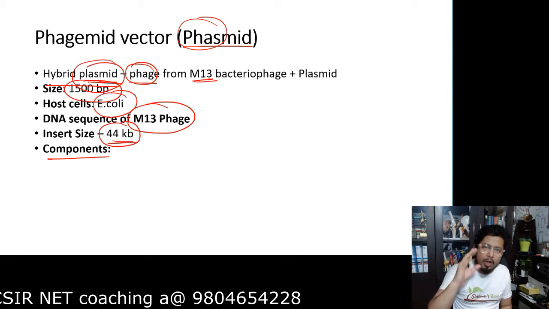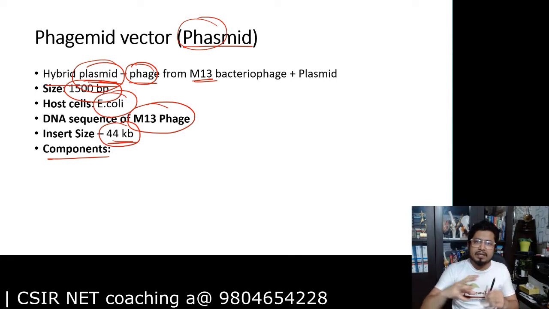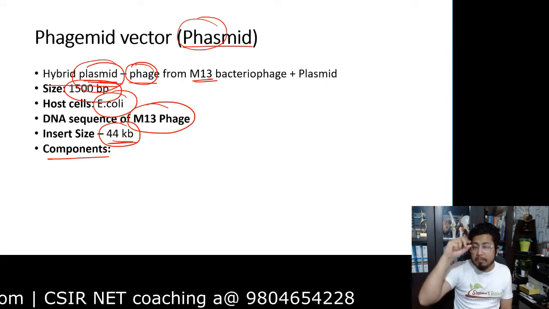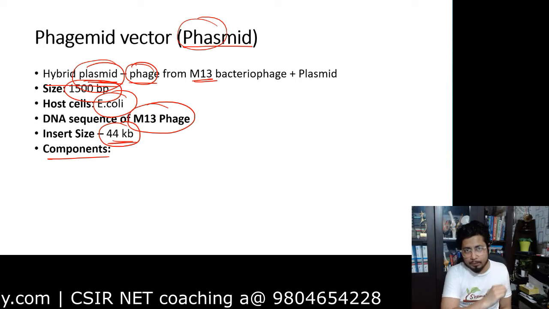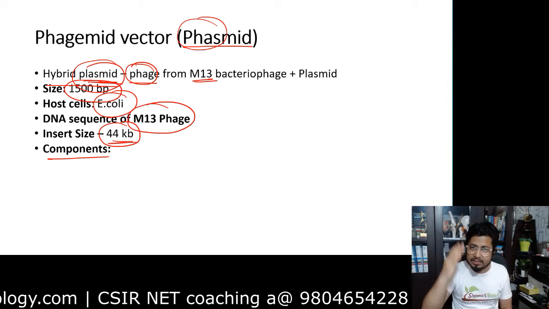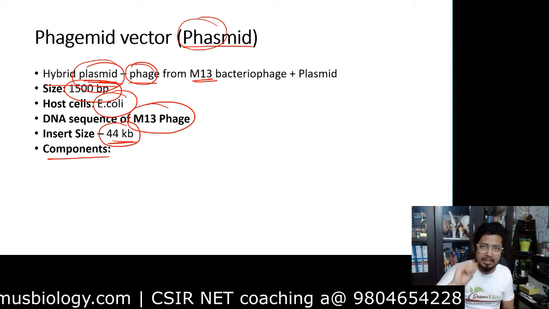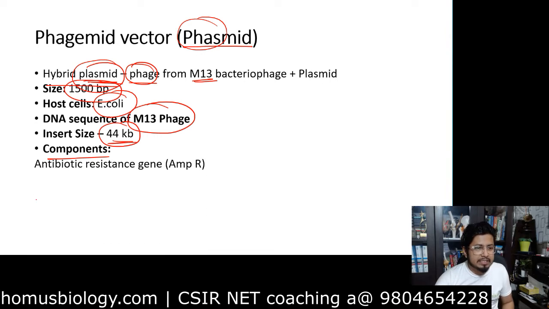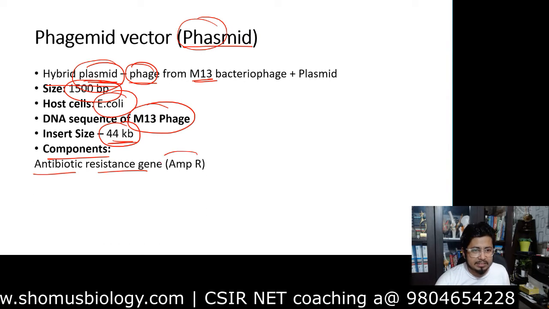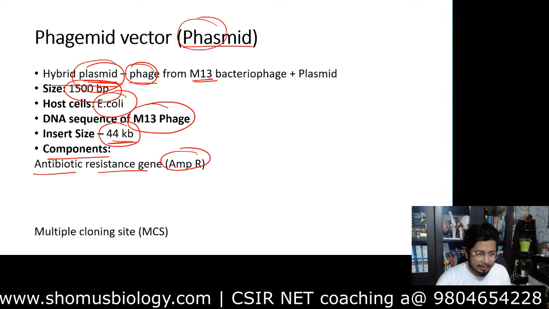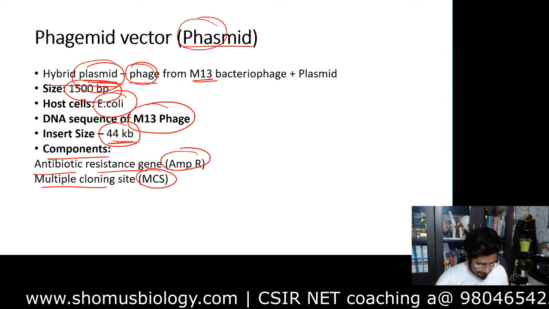Remember, to be called a vector, a particular DNA element must carry a few important components. One of them is origin of replication, the other one is selectable marker, and the other one is the multiple cloning sites. In this case also we have selectable marker, that is antibiotic resistance genes, ampicillin resistance genes particularly. We have multiple cloning site or MCS region.